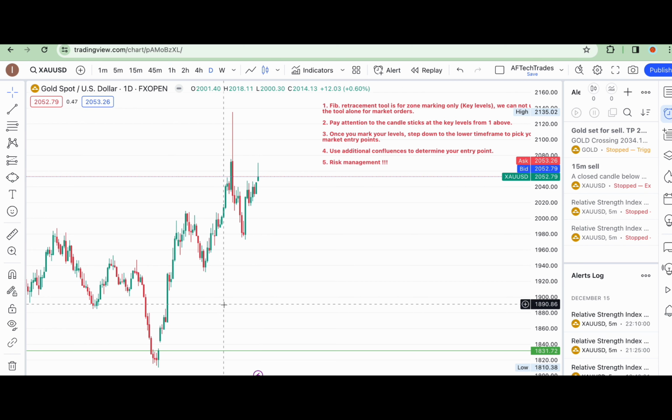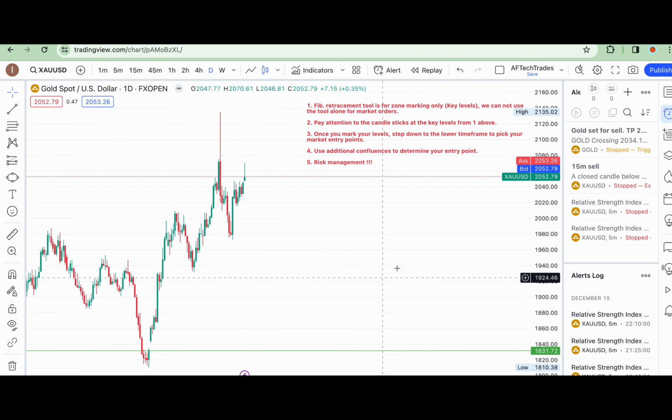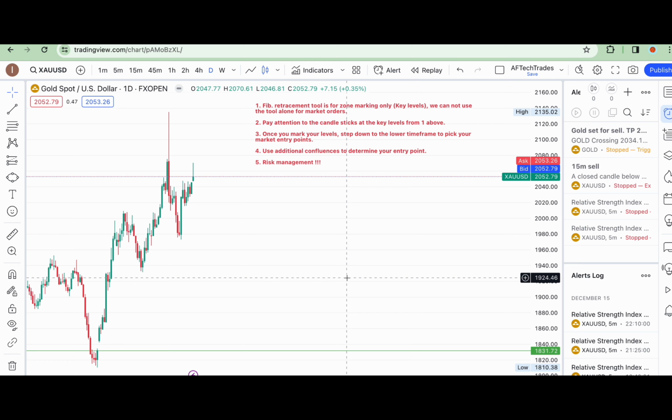In this case, what we do is look at the most recent run, which was this. It turned here, and what we're saying is that immediately this happened, you place your order, and then you look for the next retracement level after this.